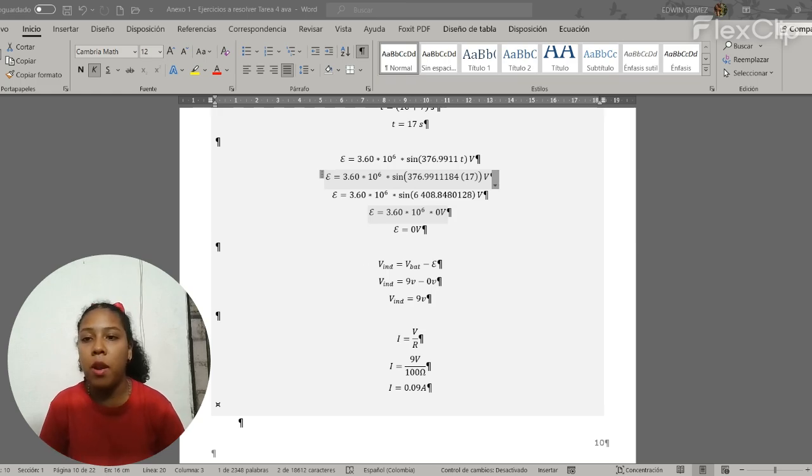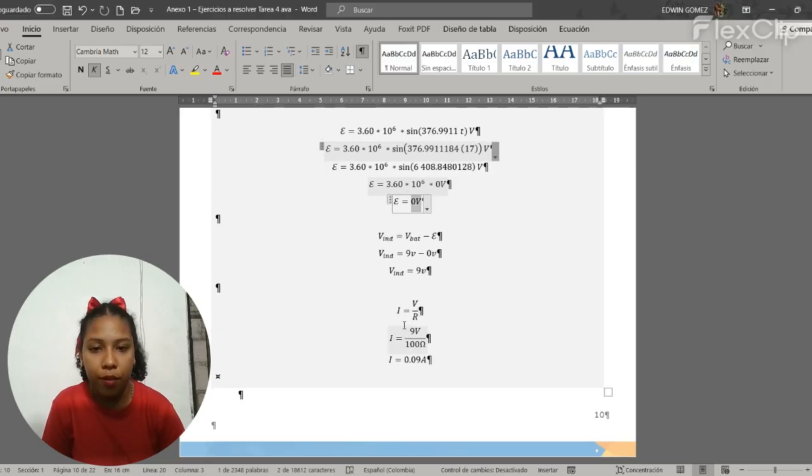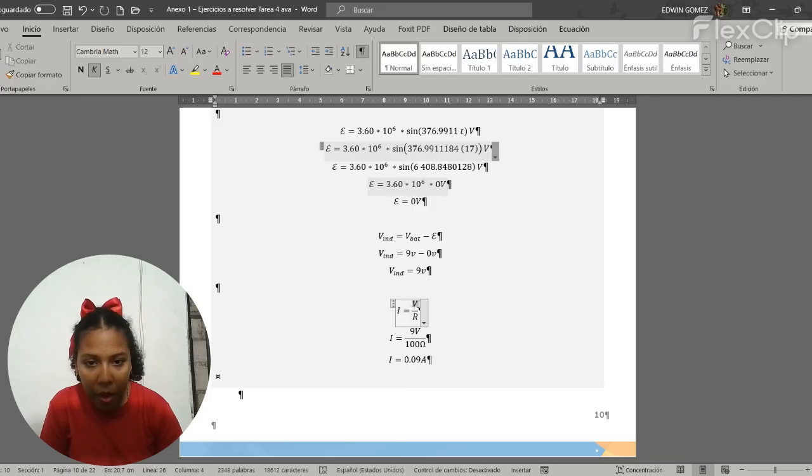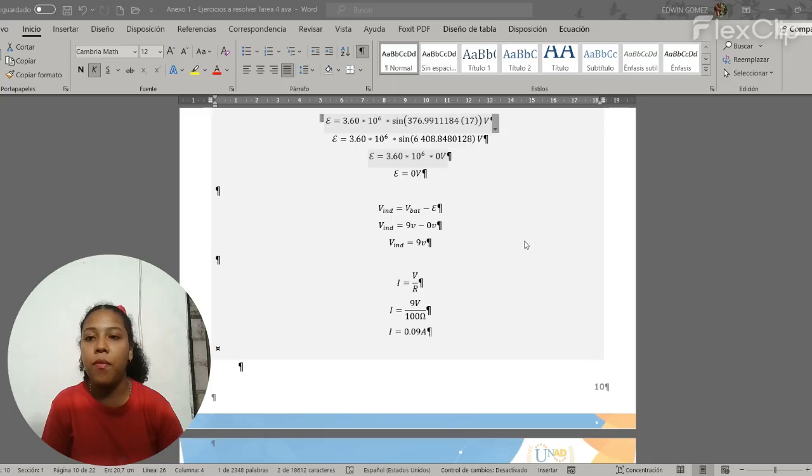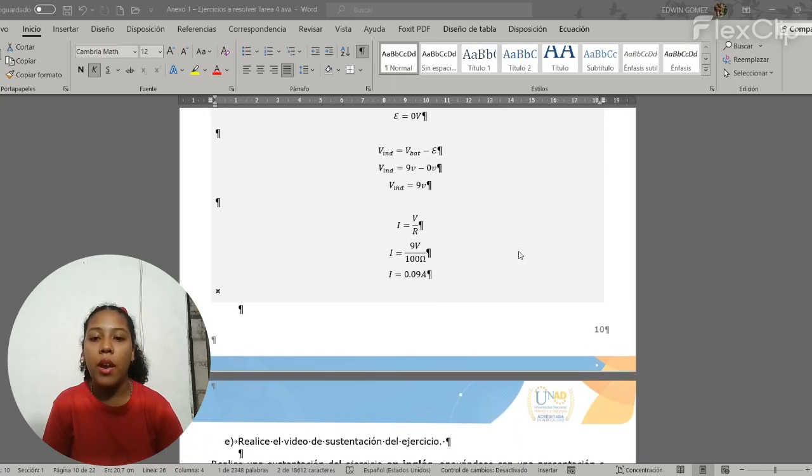Then, using the supply battery voltage and the resistance of the wire, Ohm's law is applied to determine the electric current in the circuit. I is equal to V over R. This gives the final current value flowing through the motor coil at these moments.